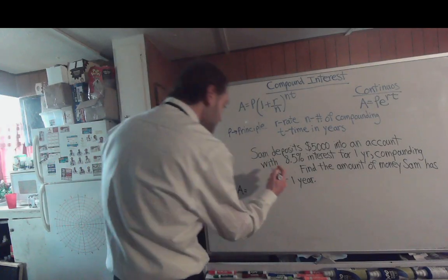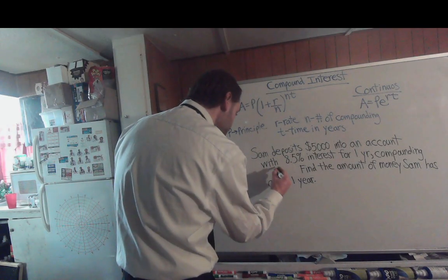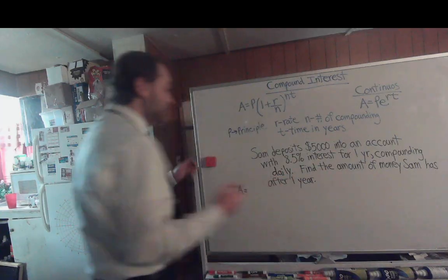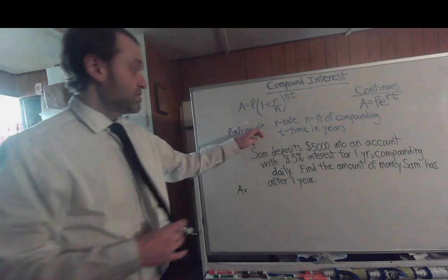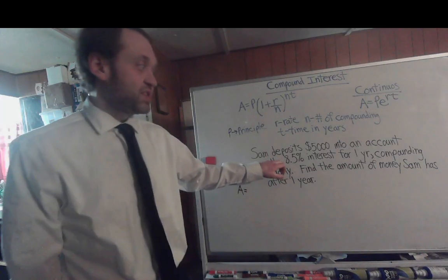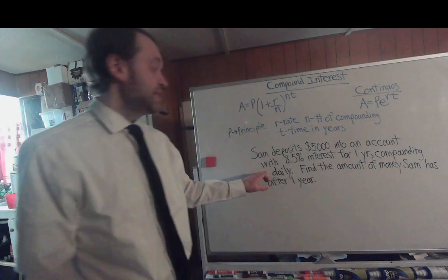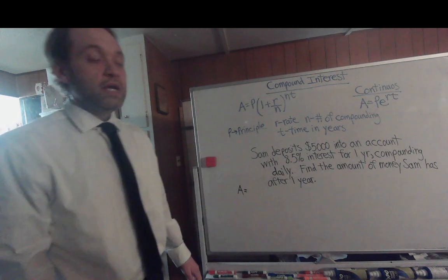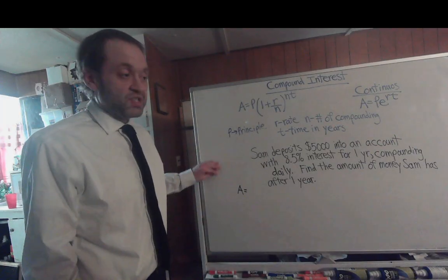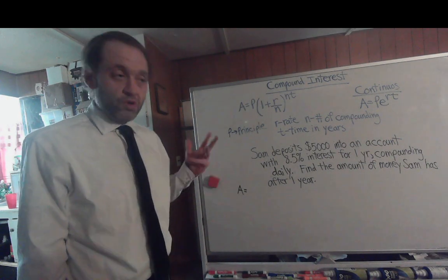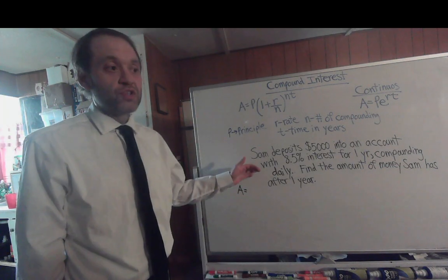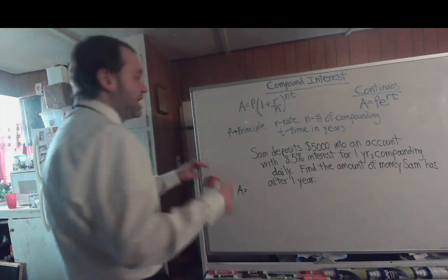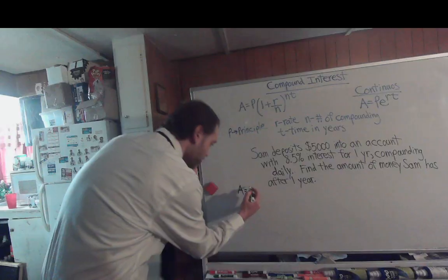All right, the interest is going to compound daily. So Sam deposits $5,000 into an account with 8.5% interest for 1 year, compounding daily. Find the amount of money Sam has after 1 year. So yes, in a leap year there's 366 days, but for normal purposes we'll assume the year's 365 days, a normal year. So after 1 year, let's see, the principal hasn't changed.